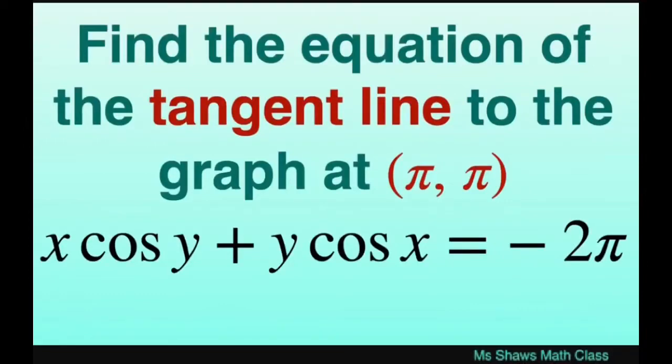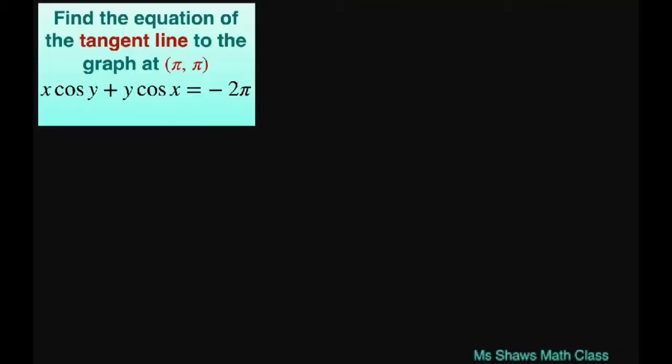We're going to find the equation of the tangent line to the graph at pi comma pi. We have x cosine of y plus y cosine of x equals negative 2 pi. So the setup would be we're going to differentiate both sides of the equation to find the slope.